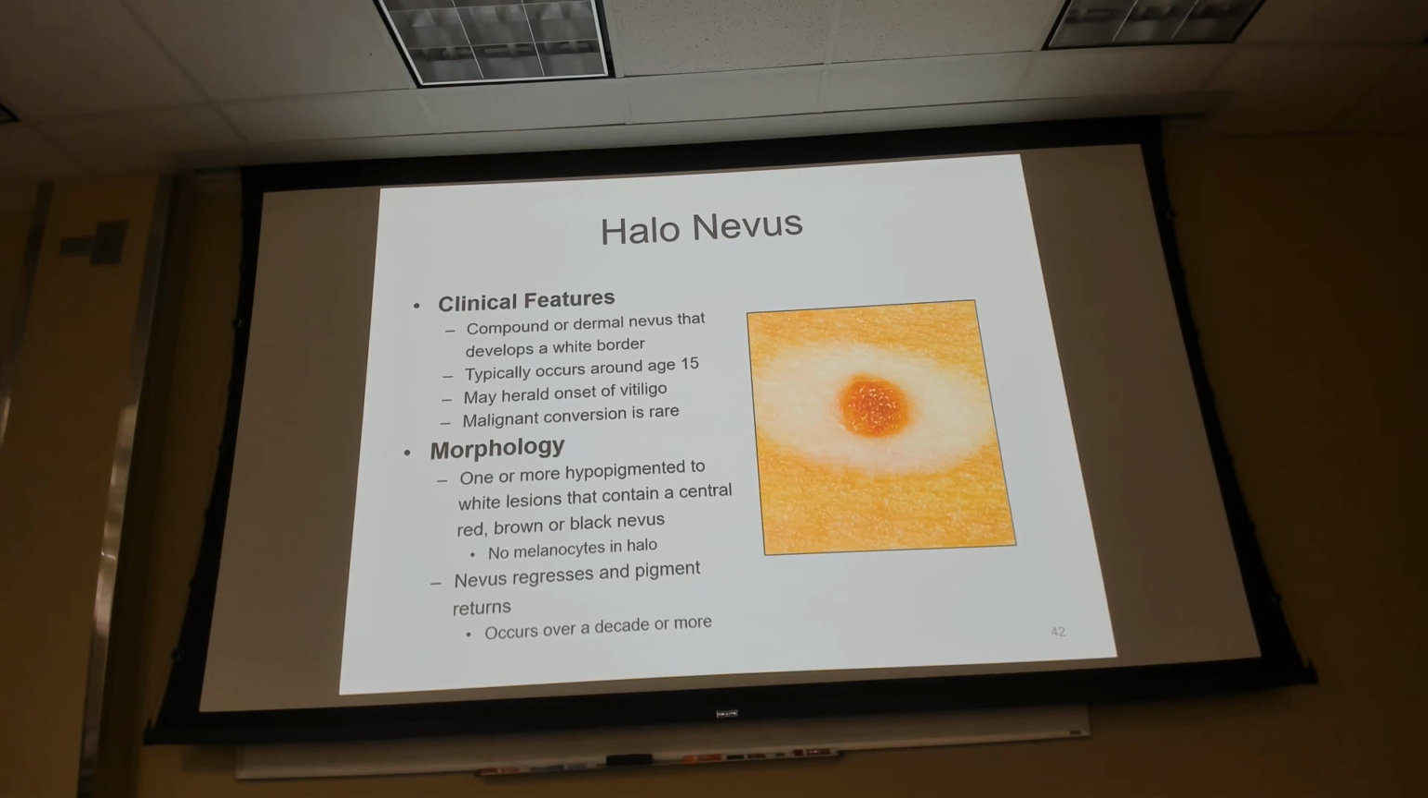This could be the standard of that hypopigmented area. It is not vitiligo, but it could lead to that in the future, because you are able to have hypopigmentation with one of the moles, it could lead into vitiligo. It's unlikely, but it could happen. One or more hypopigmented to white lesions that contain a central red-brown. Central, so it's right smack in the middle.